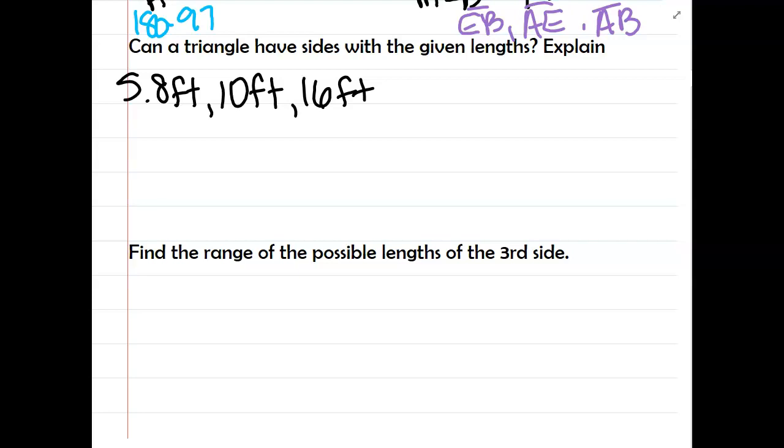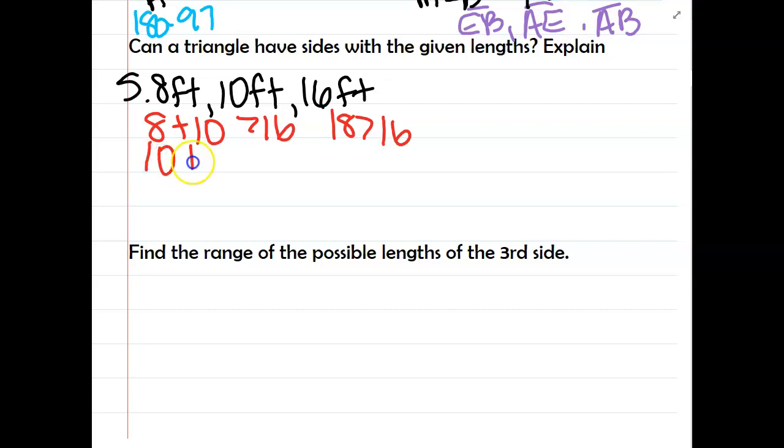Now remember what that triangle inequality theorem says. If you have these two sides that are 8 and 10, if you add them together, 8 plus 10, it would have to be greater than 16. Well, 8 plus 10 is 18. Is 18 greater than 16? Yeah, you'd be able to make that connection, right?